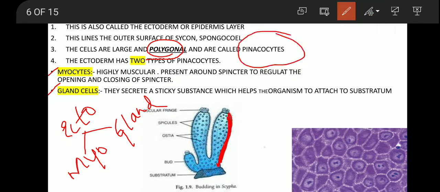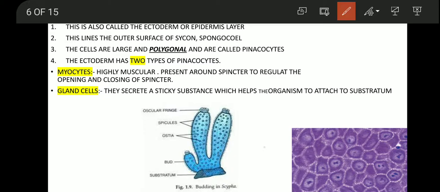So what is the function of myocytes? They are highly muscular, which means they are strong, and they help in contraction and relaxation. They are present around the sphincter to regulate its opening and closing. So this is the oscular fringe, and they are present around it. They are also present around the pores, the ostia, for the regulation of their opening and closing. So that is about myocytes.